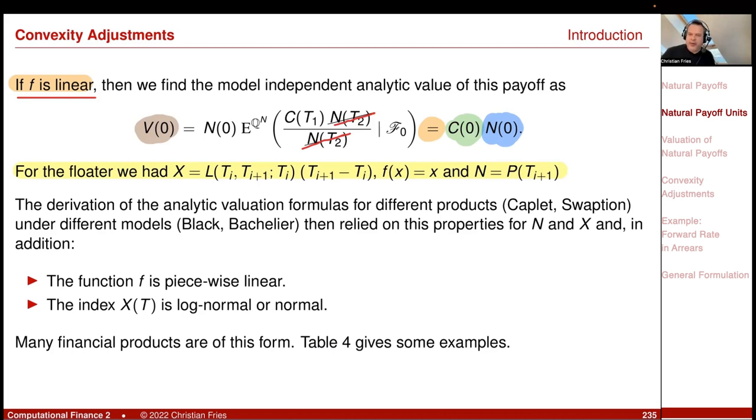The things that we did for the options, like caplet and swaption, also relied on this situation, but the function f was then piecewise linear. If you consider the Black-Scholes model, f piecewise linear, maximum of L minus K and zero, the caplet, for example, is a piecewise linear payoff function. Then we assumed that the index was lognormal for the Black model, and we assumed that the index was normal for the Bachelier model.